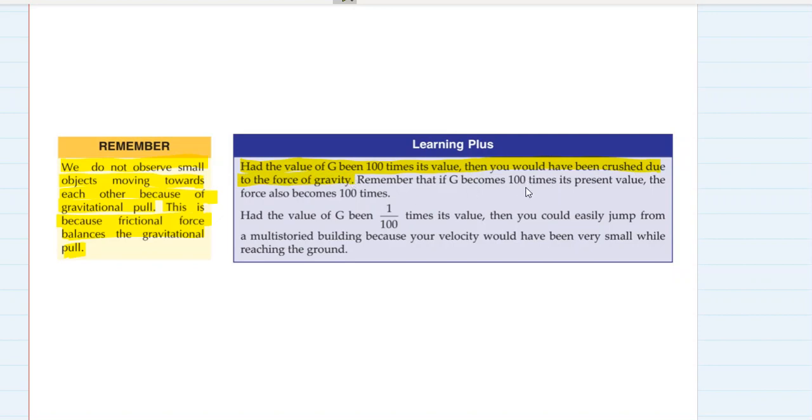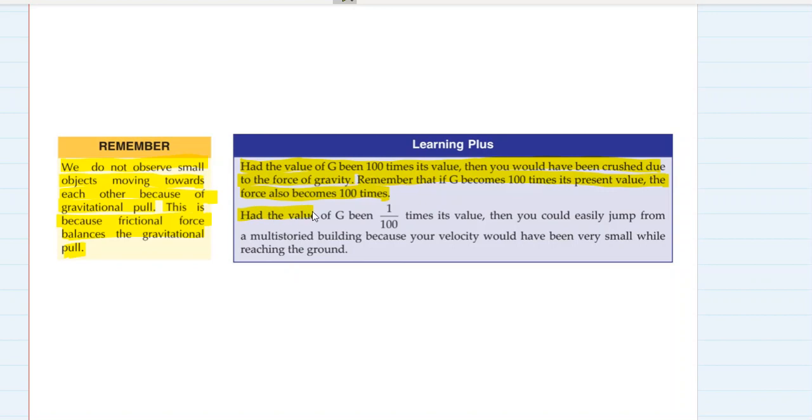Simply the force of gravity would crush you at the moment, so you would not be able to exist on this planet. Okay, but remember that if the value of G becomes 100 times its present value, the force also becomes 100 times. So your own weight becomes 100 times of itself. If your weight right now is, let's say, 50 kg, it will become 100 times of 50 kg. That is 5000 kg, and you would be crushed with your own weight.